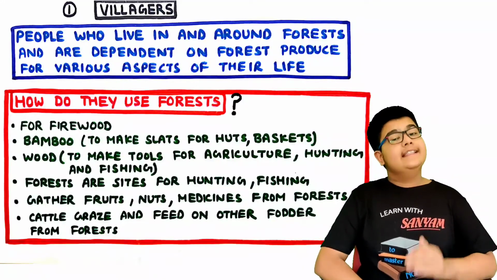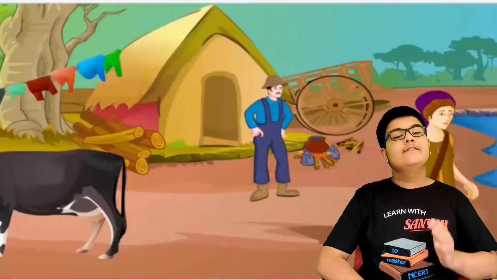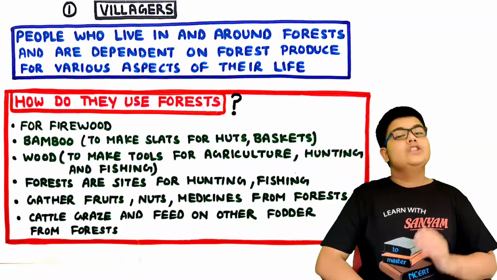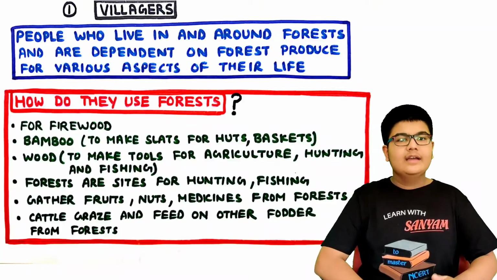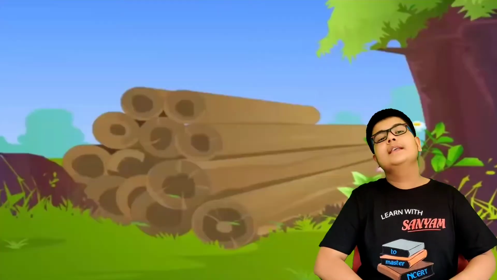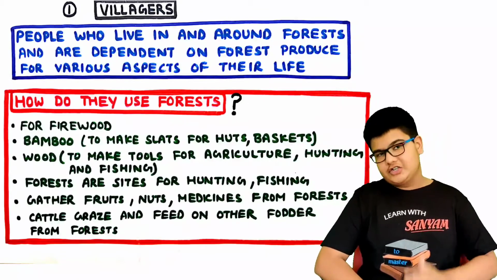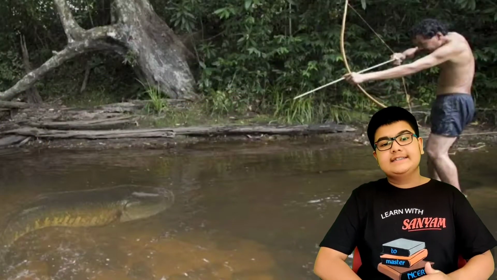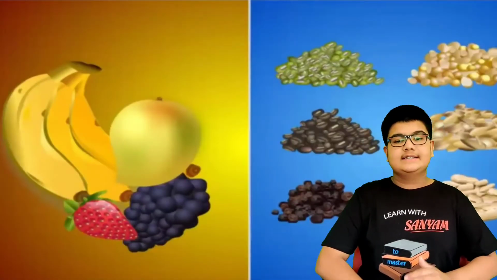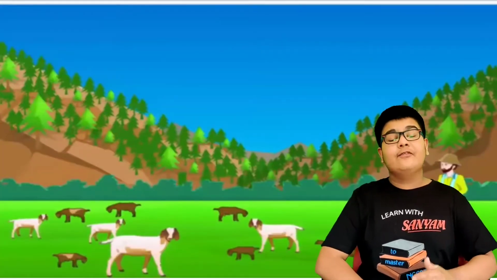First, villagers. They are the people who live in and around forest and are dependent on forest produce for various aspects of their life. Now let's see how they use forests. So they use forests for firewood, to get bamboo to make slats for huts and baskets, to get wood to make tools for agriculture, hunting and fishing. They also use forests as sites for hunting and fishing. They also gather fruits, nuts, medicines from forests, and their cattle graze and feed on other forest fodder from the forests.